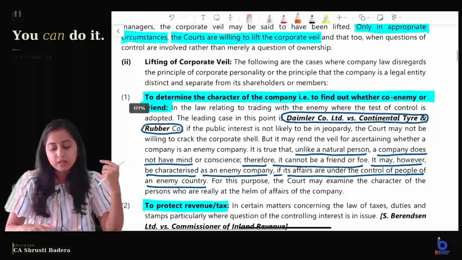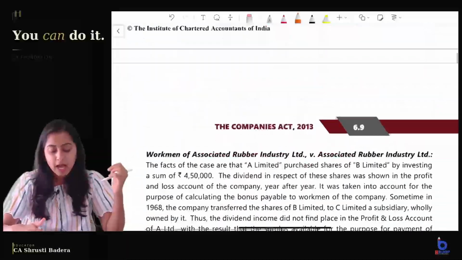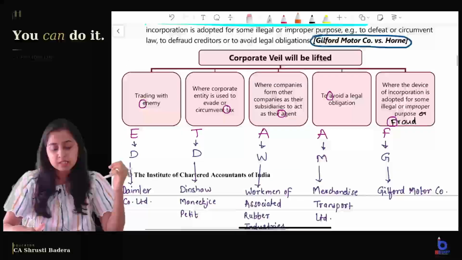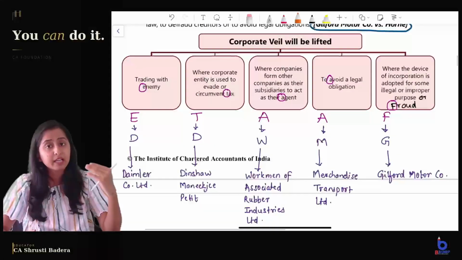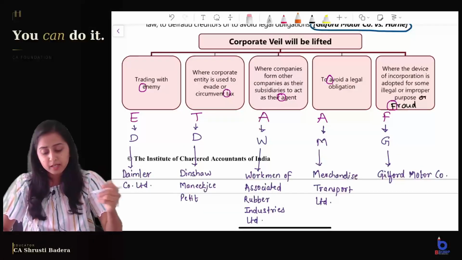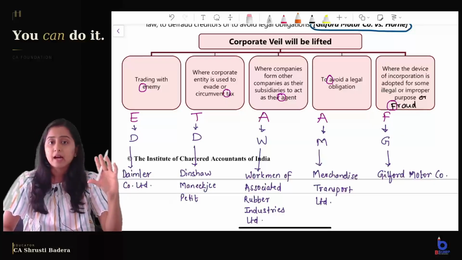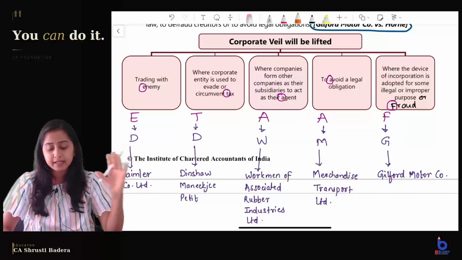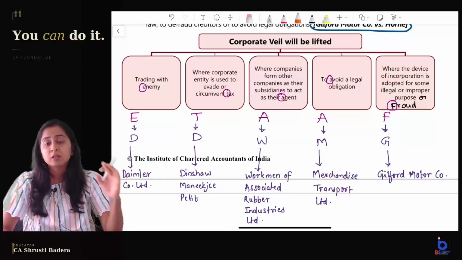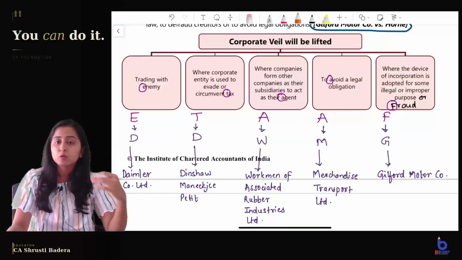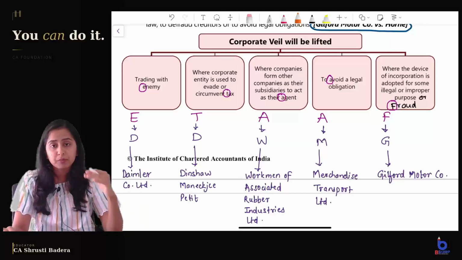So, the cases where the corporate veil can be lifted. I have a mnemonic for you. If there comes a theory question on cases where the corporate veil can be lifted, remember the mnemonic ETAAF, ETAAF. E is trading with enemy. So to determine whether a company with whom the trade is done is an enemy company or a friend company, the corporate veil will be lifted.